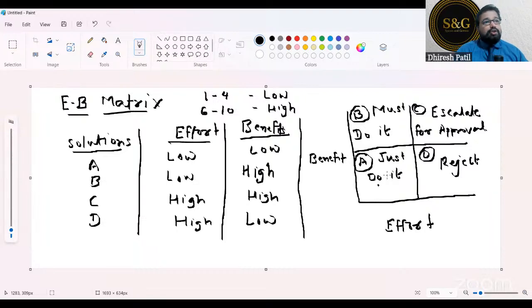Clear hai? So first go for effort benefit. Effort benefit can reduce the number of solutions immediately. Okay. Then you can go for n/3 or the weightage wala criteria. That's the way you can do it. Clear, everybody? Just type yes in the chat box.